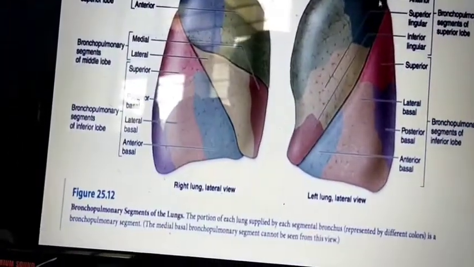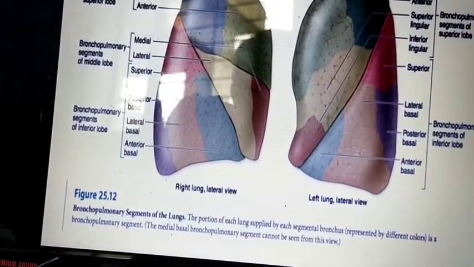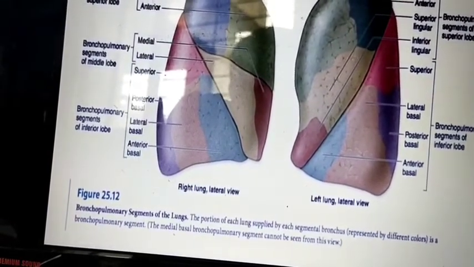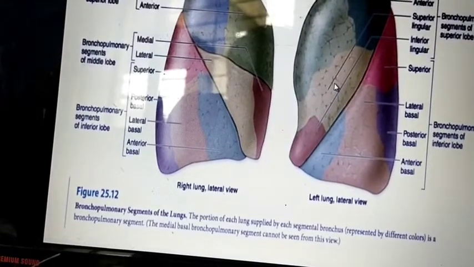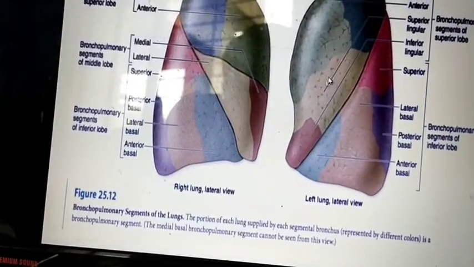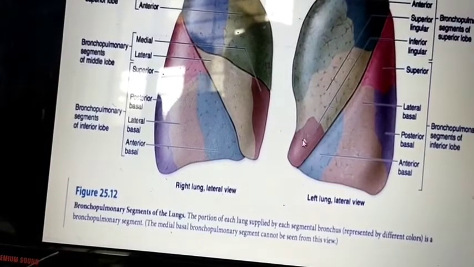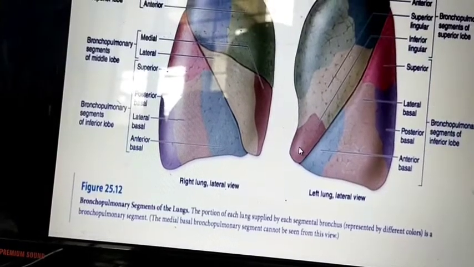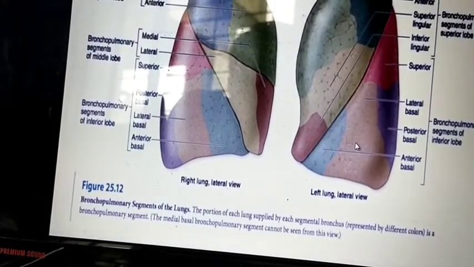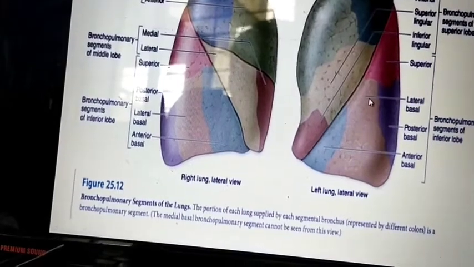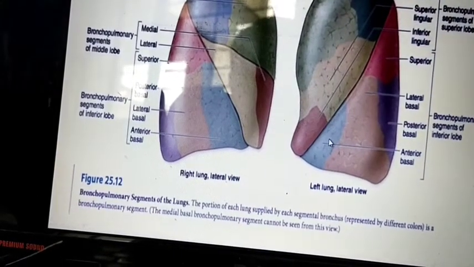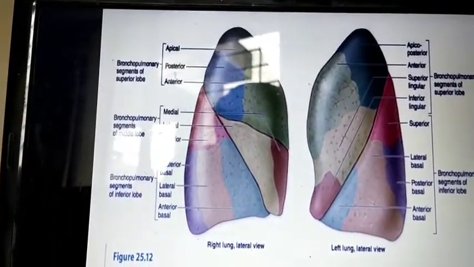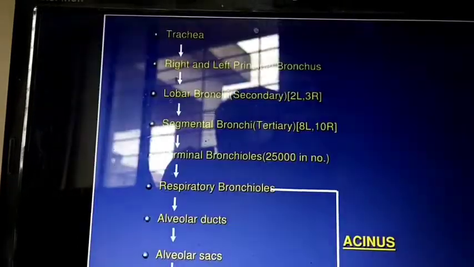On the left side, in the upper lobe, you can see the anterior, apico-posterior, and superior lingular. This is a lingula. This is present just above the lingula, superior to the lingula. That's why it is the superior lingular segment. And this is present inferiorly, the inferior lingular. On the lower lobe, there is a superior, lateral basal, anterior basal, and this is the posterior basal. These are the bronchopulmonary segments.